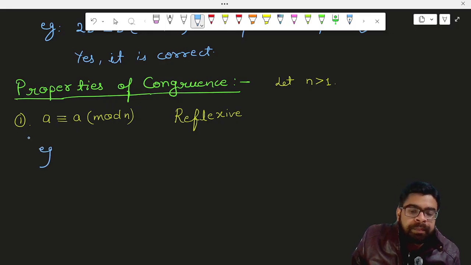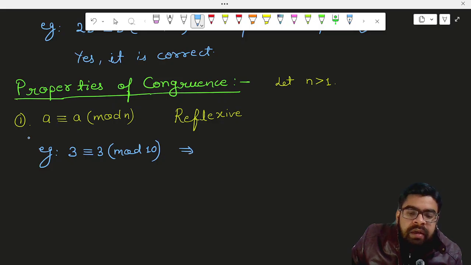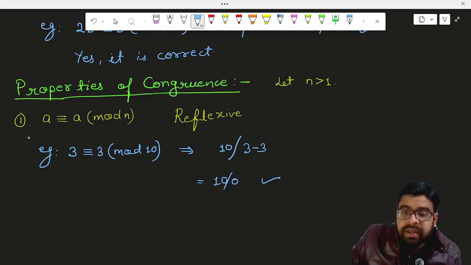Now I will give an example of this. For example, 3 congruent 3 modulo 10. Now see, I can write here 10 divides 3 minus 3. Is it true or not? We can write here that 10 divides 0, which is true. So hence this property is called the reflexive property.